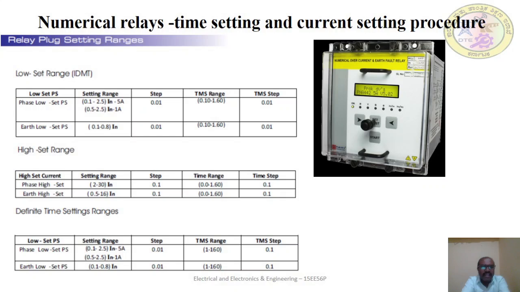It is used everywhere in a power substation and distribution controls. Next, we can see in a diagram relay plug setting ranges: low range setting IDMT, high range setting, low phase setting, earth phase setting, definite time settings also. And TMS range for low settings will be 0.1 to 1.6 in steps of 0.01. For high settings in steps of 0.1 and definite time settings in steps of 0.1.